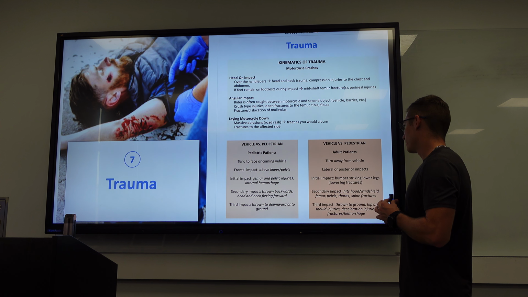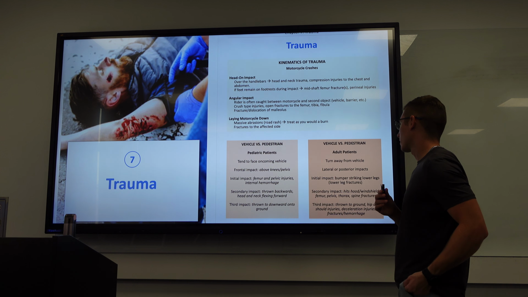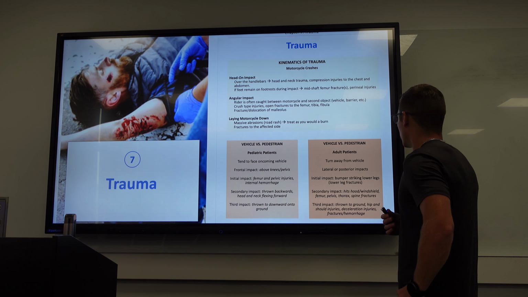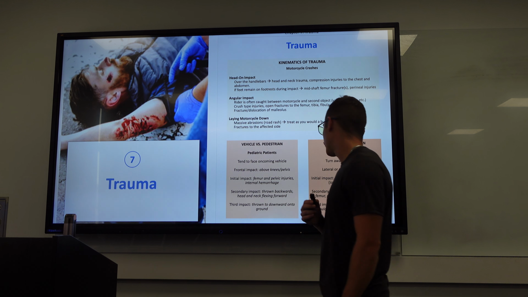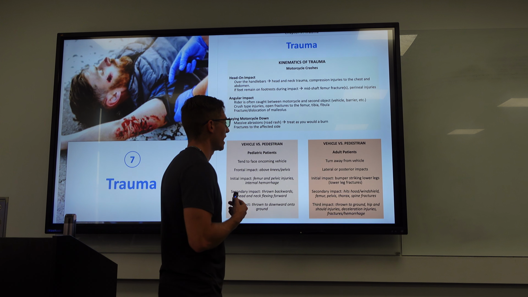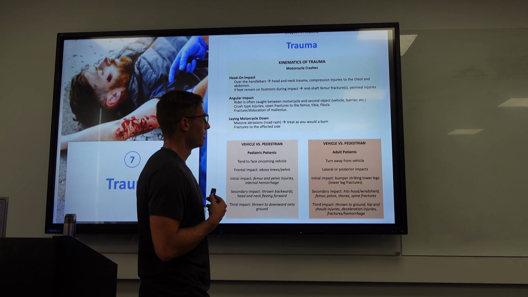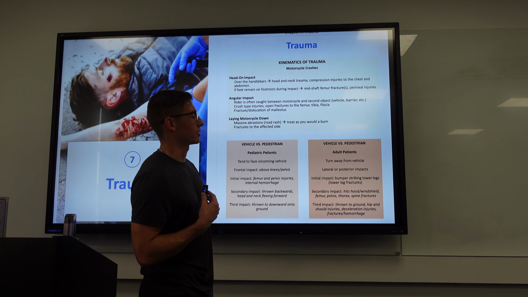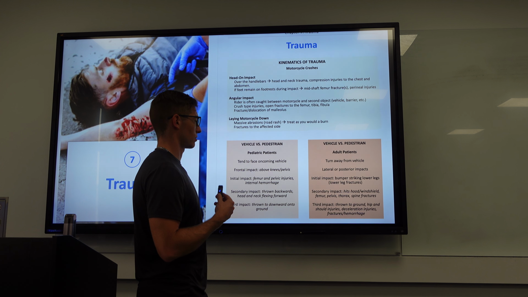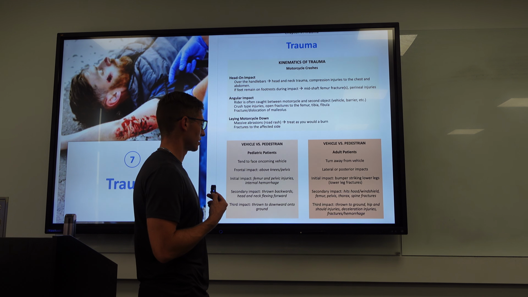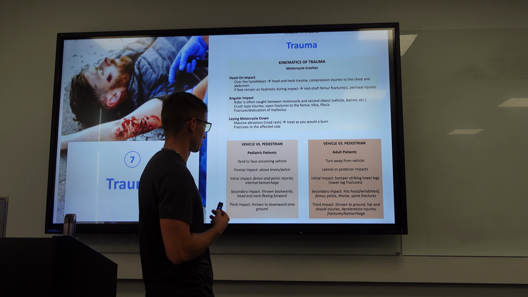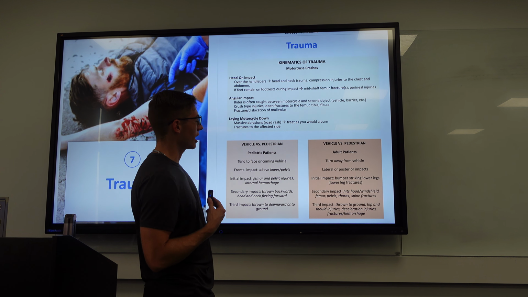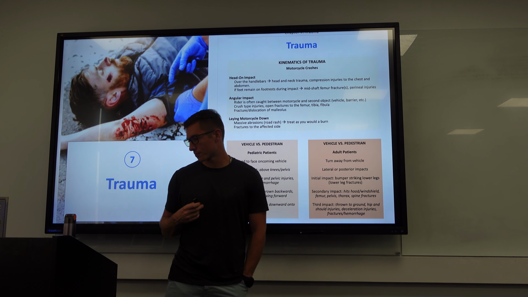Lateral posterior impacts, so you're going to be hit from the back or side. Initial impact, bumper striking the lower legs, you're going to get lower leg fractures, and then secondary impact is going to hit the hood and windshield. Femur, pelvis, thorax, spine fractures. Third impact, you're going to be thrown to the ground, hip and shoulder injuries, deceleration injuries, and fracture and hemorrhage.